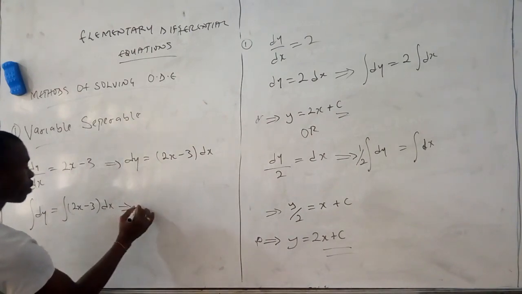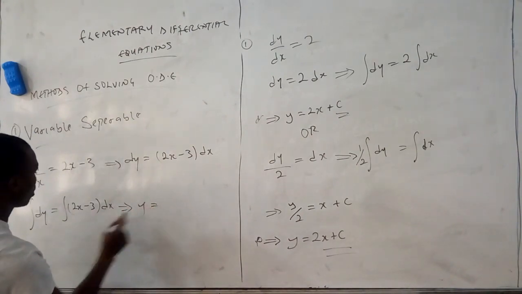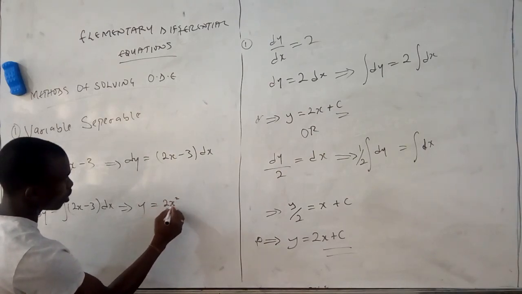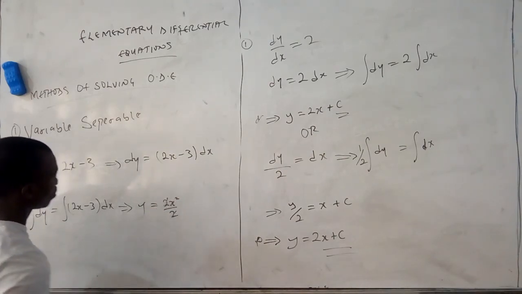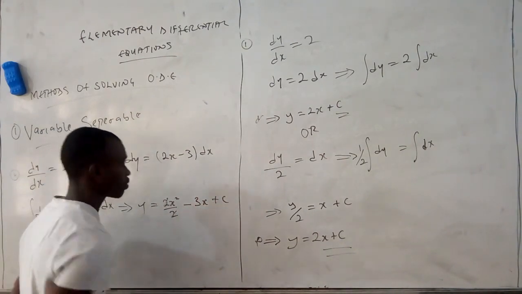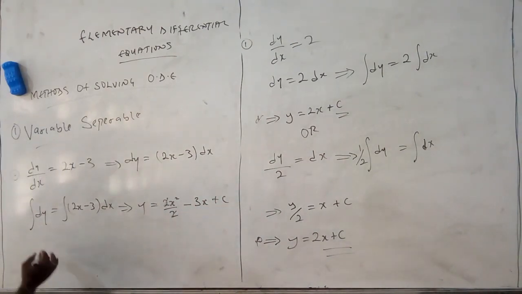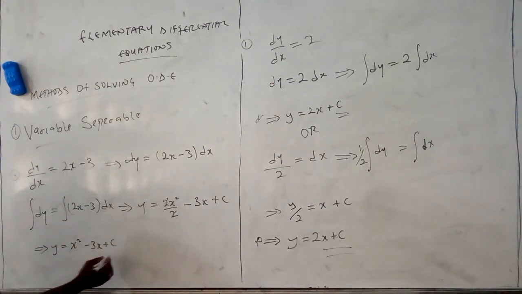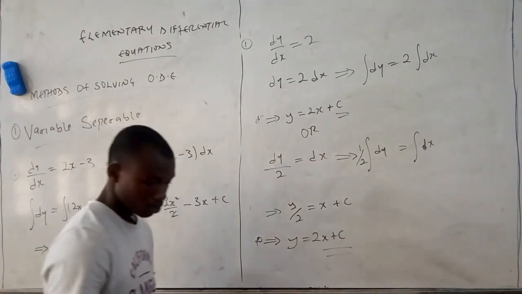So you will have integral of dy is y, integral of 2x is 2x squared over 2 minus 3x plus constant of integration c. So your solution is y is equal to x squared minus 3x plus c. So this is your solution.